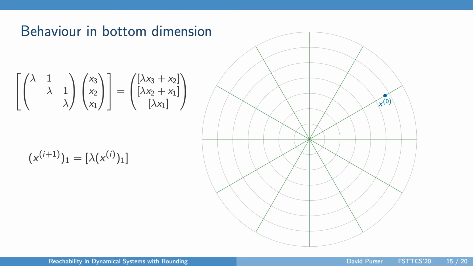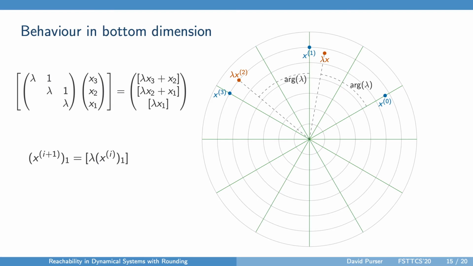Let's take a look at what happens in the bottom dimension. This means we're just looking at the bottom dimension, so we're applying lambda and then rounding. So this means if we start at x0, we rotate by lambda, and then we round. And this generates the next point in our dynamical system. We then do this again. We rotate by lambda, and then we round.